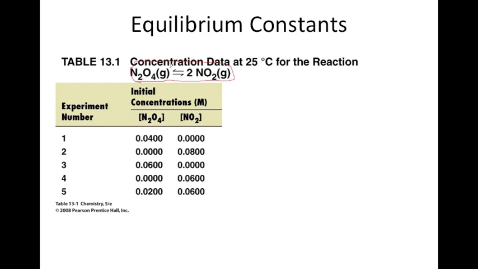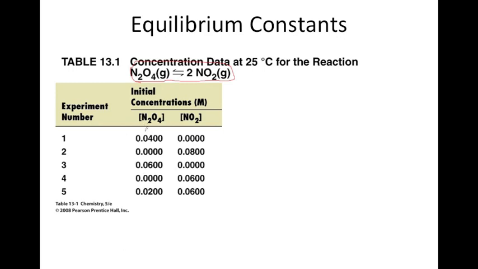nitrogen dioxide. So let's say we performed 5 different experiments, and we start with different concentrations of our reactant and product. Here you can see in the first experiment, we're starting with 0.04 molar reactant and none of our product. The second one, we're starting with 0.08 molar product and none of our reactant. And then in 3, 4, and 5, we have varying concentrations of reactant and product. These are just chosen at random, no special reason for these.